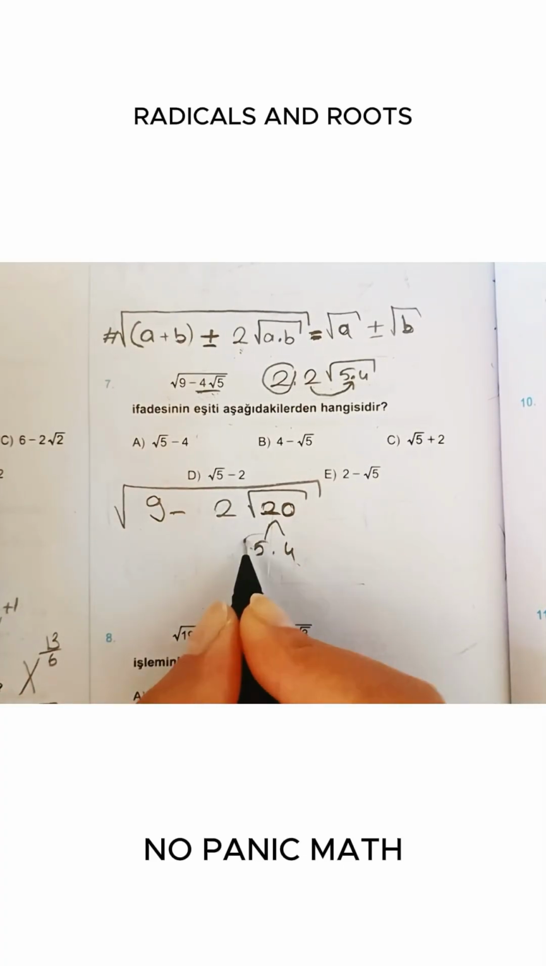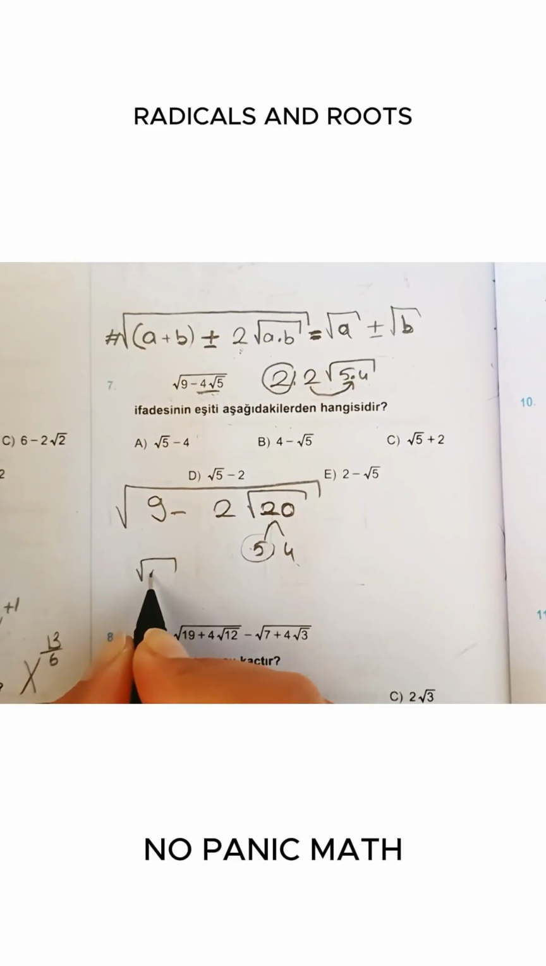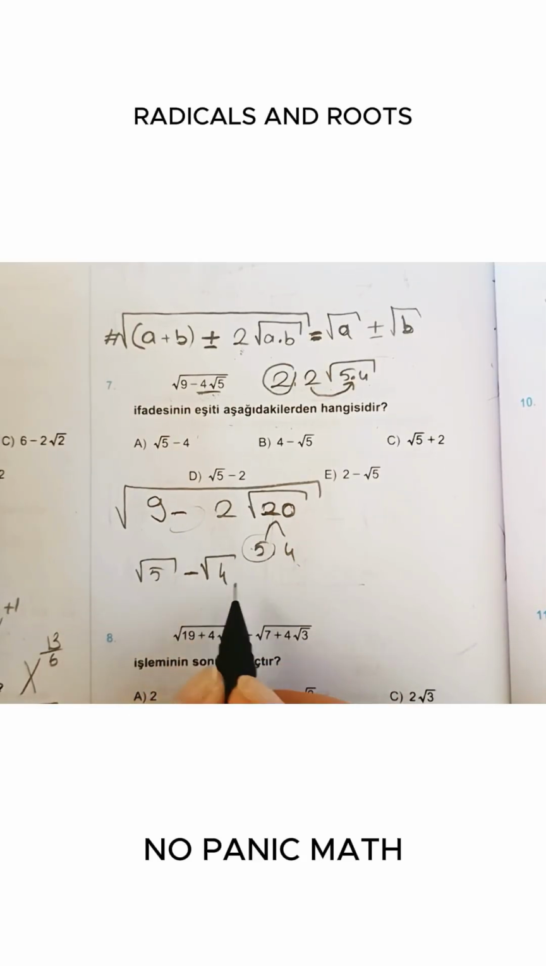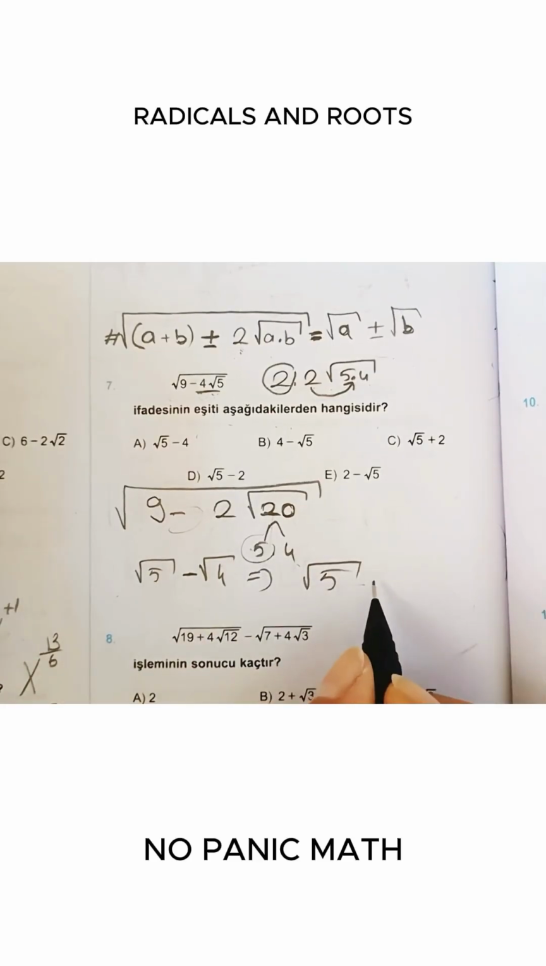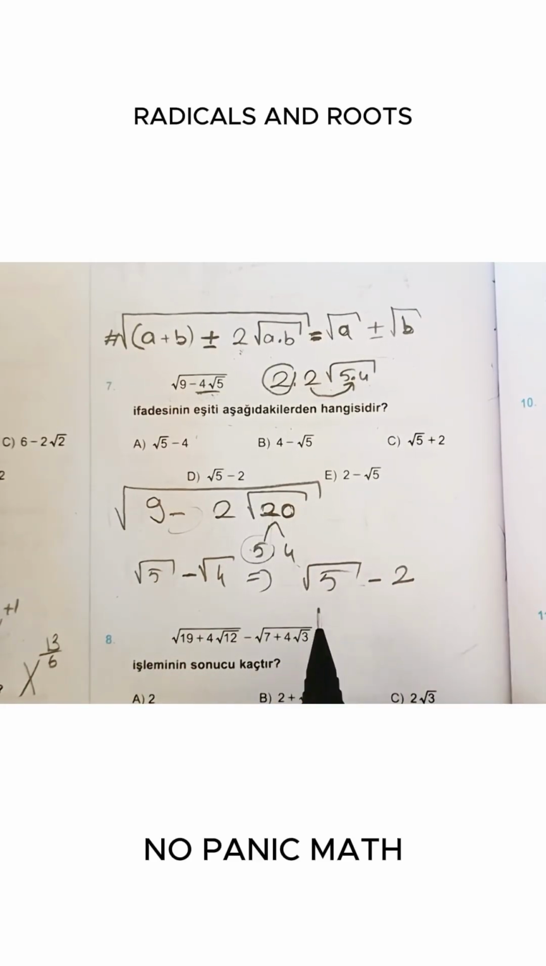What are we doing? Of course, we start with the bigger number. There's no single one. I wrote negative for the operation inside with 5. Let's simplify root 4. The square root of 5 stays. The square root of 4 is 2, friends. Therefore, our answer is square root of 5 minus 2.